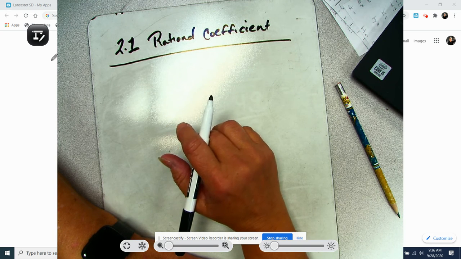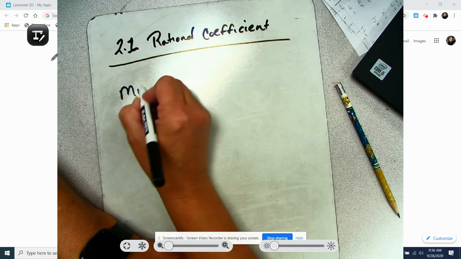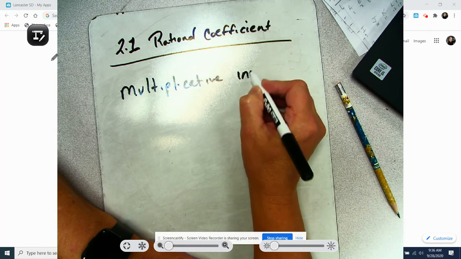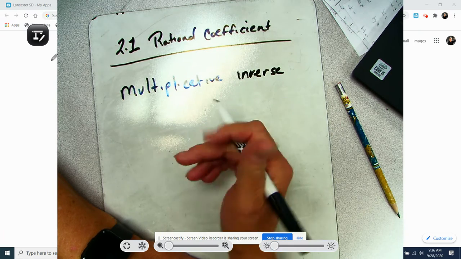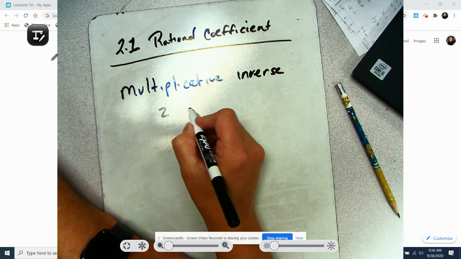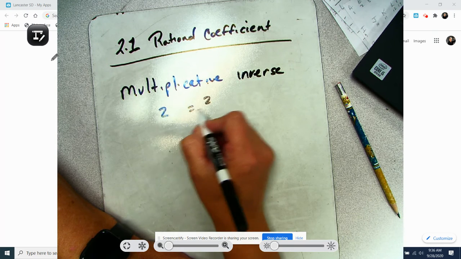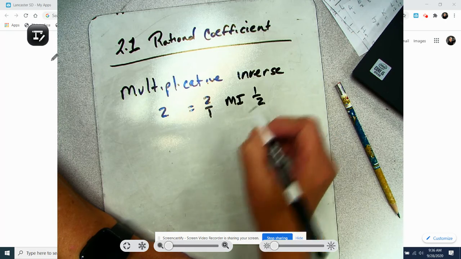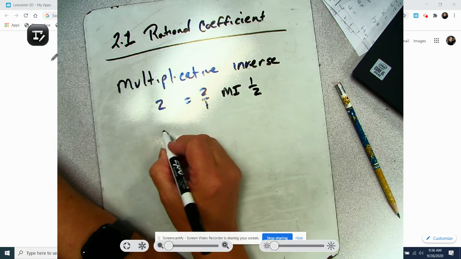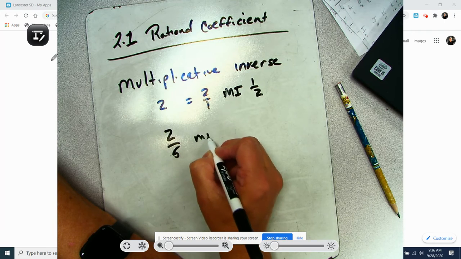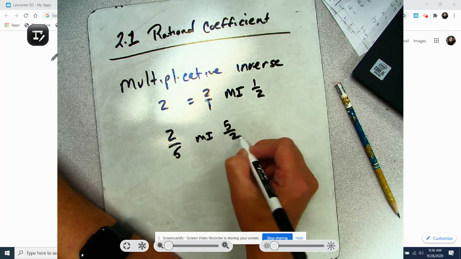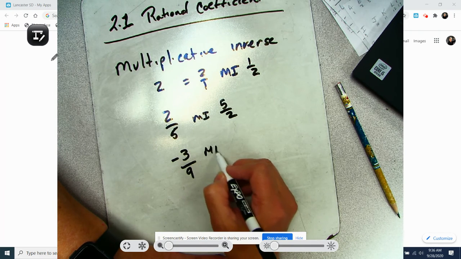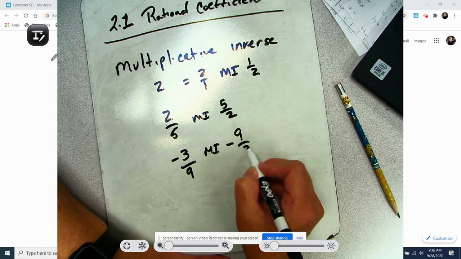You need to remember what a multiplicative inverse is. So a multiplicative inverse, you did this in your definitions, would be a number flipped over. So if you had 2, which is 2 over 1, the multiplicative inverse would be 1/2. If you had, say, 2/5, then the multiplicative inverse would be 5 over 2. If you had -3/9, then the multiplicative inverse would be -9 over 3.